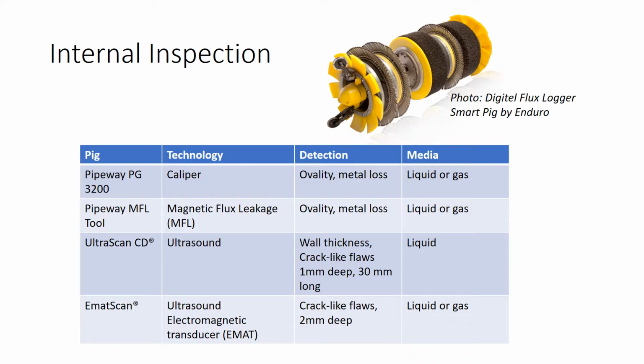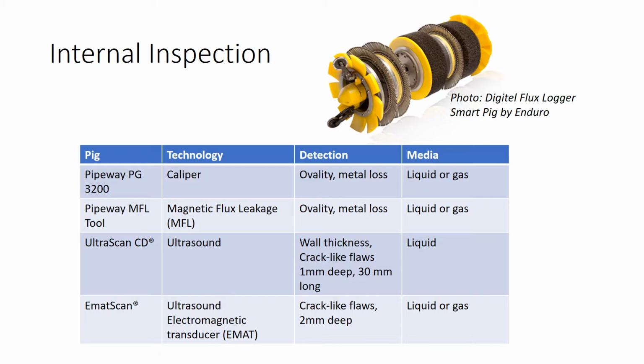The simplest smart pigs use calipers to measure geometric anomalies such as metal loss from corrosion. A more sophisticated metal loss pig uses magnetic flux leakage and can be useful for detecting large defects and wall thickness changes. Traditional ultrasonic tools offer the capability of detecting crack-like flaws, which has provided a major advancement in designing flaw-tolerant pipelines from a fracture mechanics perspective. Pigs such as Ultrascan can detect cracks that are at least 1 millimeter deep and 30 millimeters long.